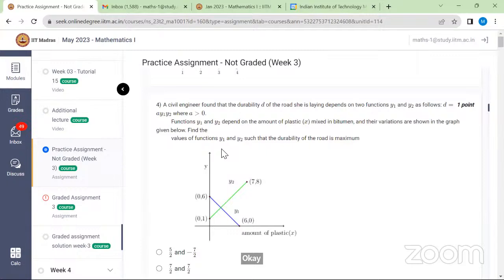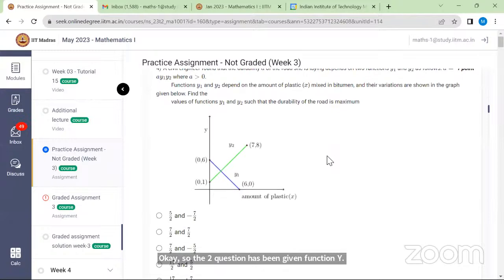So now a civil engineer found that the durability D of the road being laid depends on two functions, y1 and y2, as follows. Functions y1 and y2 depend on the nature of the plastics x mixed in the bitumen. The two equations have been given. Find the value of y1 such that the durability of the road is maximum.